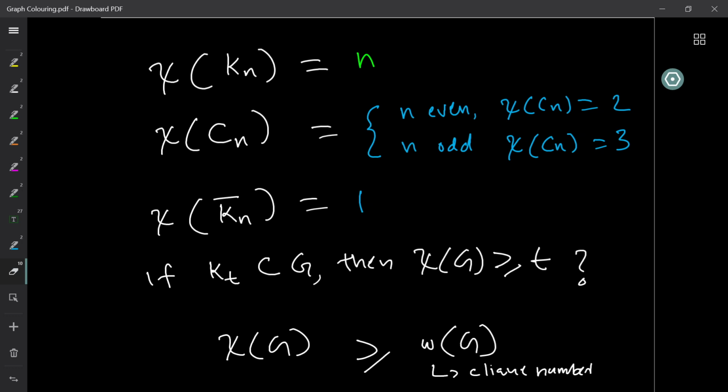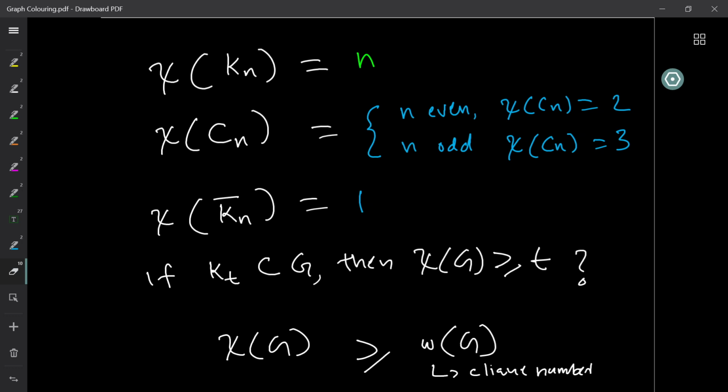We already saw that if you look at an odd cycle, it has chromatic number 3, where the clique size is actually only 2, because there is no triangle. In an odd cycle of length at least 5, there is no triangle. But you need 3 colors, because if you try to alternate, you will end up in trouble. So we need at least 3, which is larger than the clique number of the graph, which is just 2.